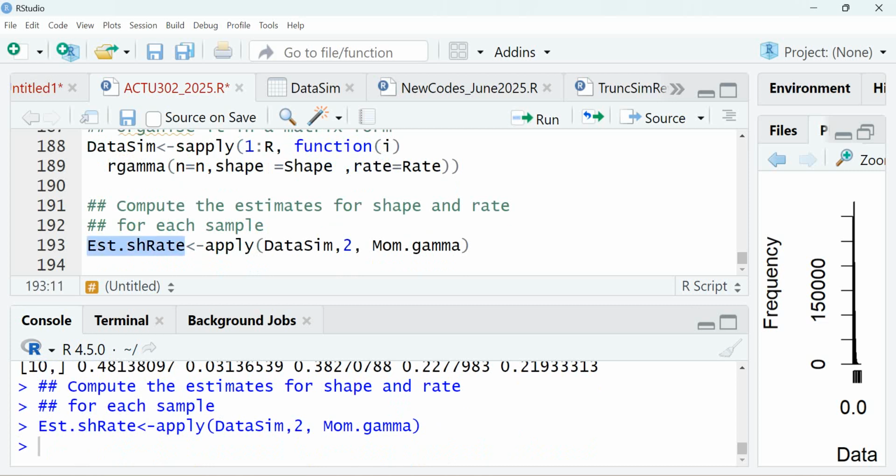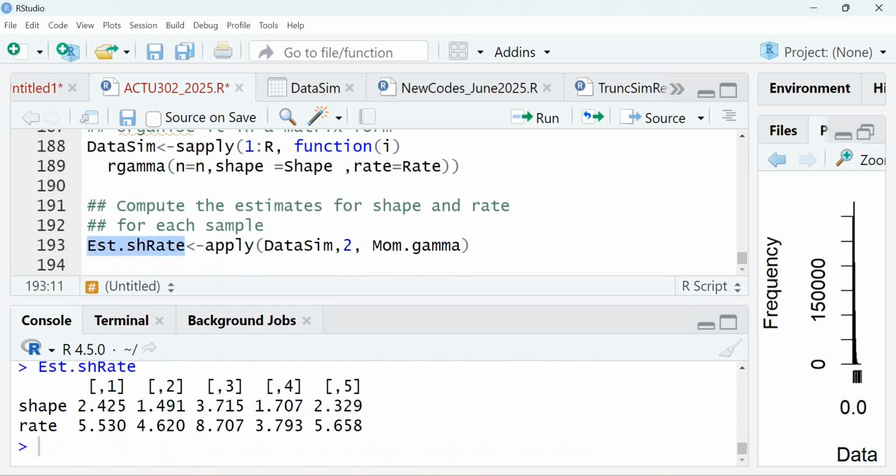So if I display this, you see I have shape and rate 5 times. The first row is the shape, the second row is the rate. And these are estimates. So now I'm in a position to find the bias, and I'm in a position to find the mean square error. That's the sort of thing you were doing in STAR 333.